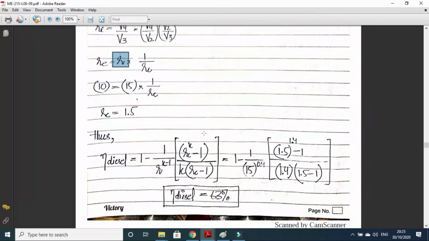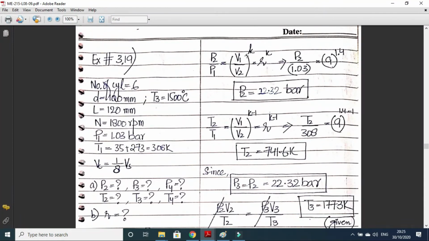Now next we can use the isentropic relations on process 1 to 2. P2 upon P1 is equal to V1 upon V2 to the power K. V1 upon V2 is R. R is known, P1 is given, so we can calculate P2, which comes out to be 12.32 bar. T2 upon T1 will be equal to V1 upon V2 to the power K minus 1. V1 upon V2 is R, which we just calculated, and T1 is given, so we can calculate T2.